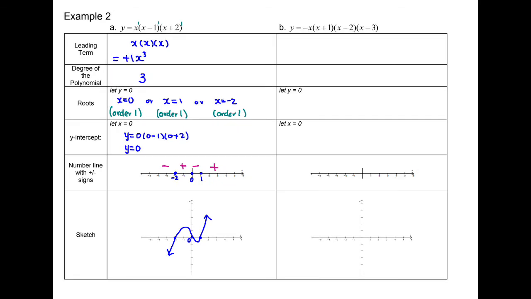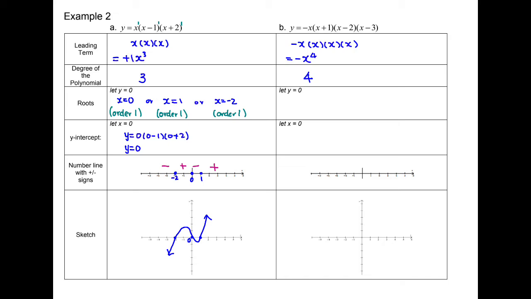Part B. Once again, let's find the leading term. It will be negative x times x times x times x, so it will be negative x to the exponent 4. Now, let's find the degree of the polynomial, which is the exponent of the leading term, which is 4.